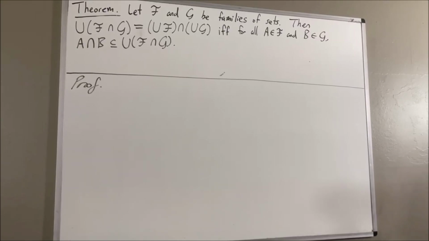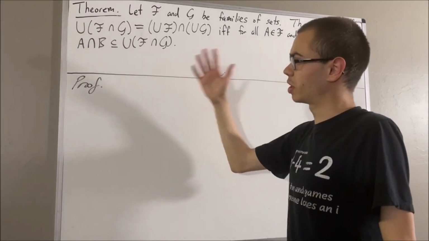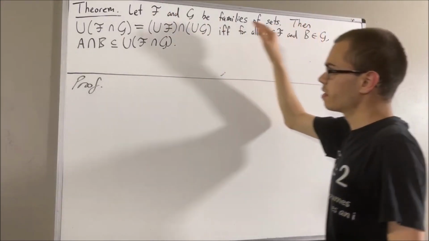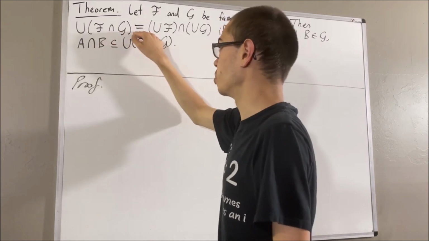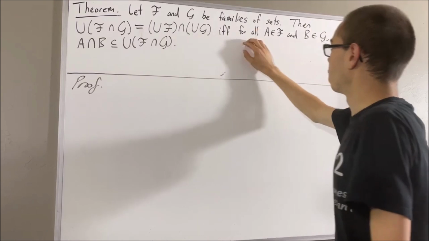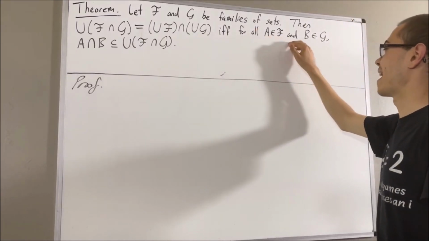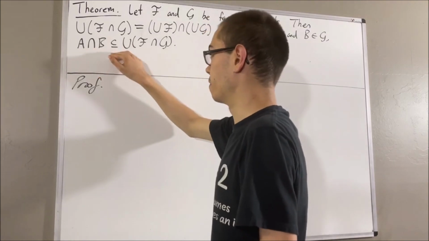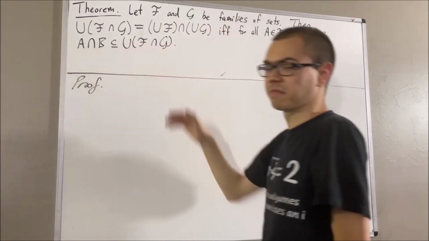Hello! In this video, we are going to prove the following theorem. Let F and G be families of sets. Then, the union of F and G is equal to the union of F and the union of G if and only if, for all sets A in F and B in G, the intersection of A and B is a subset of the union of F and G.